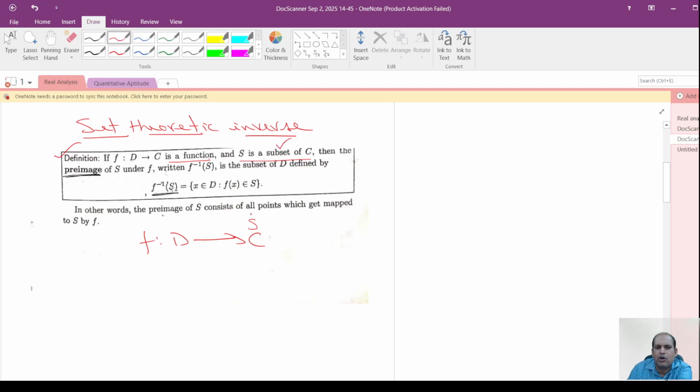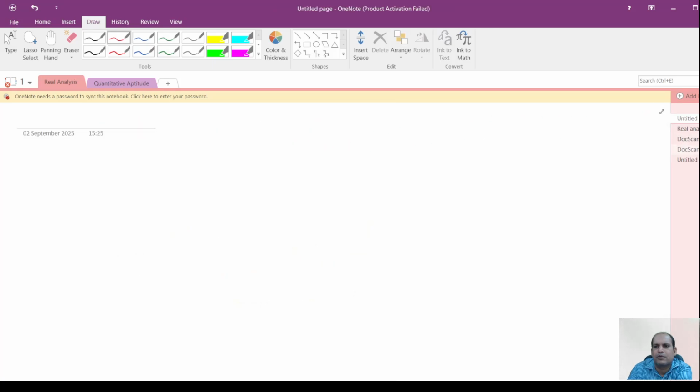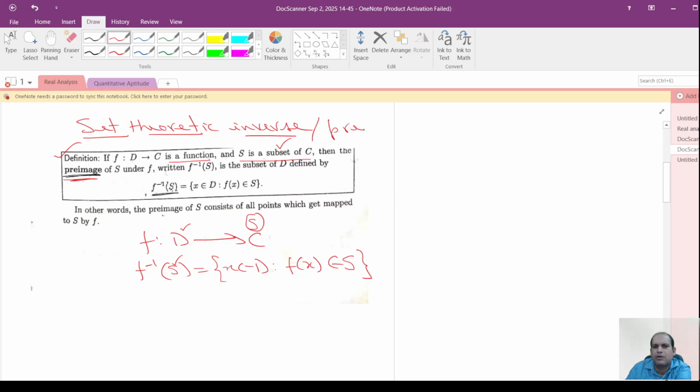Then the preimage of this subset is defined as the collection of all x from the domain D such that its image lies inside the set S for which we are interested in taking the set theoretic inverse, or preimage.